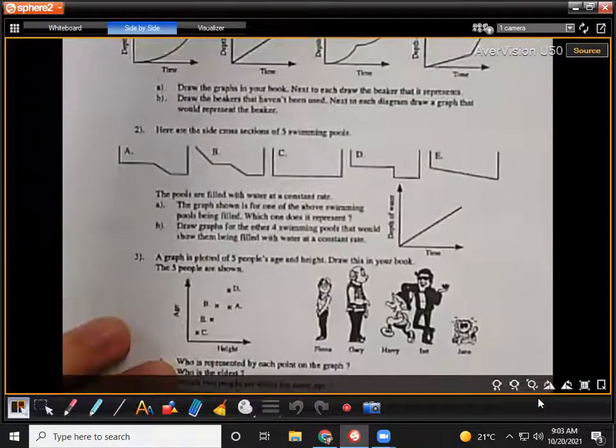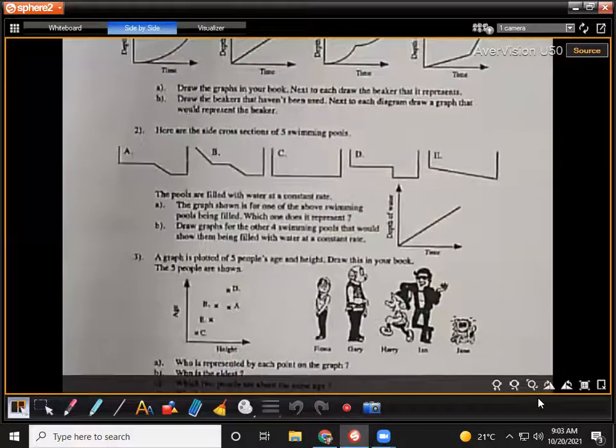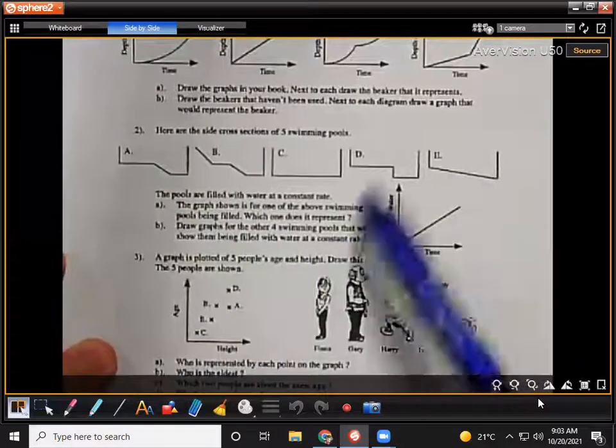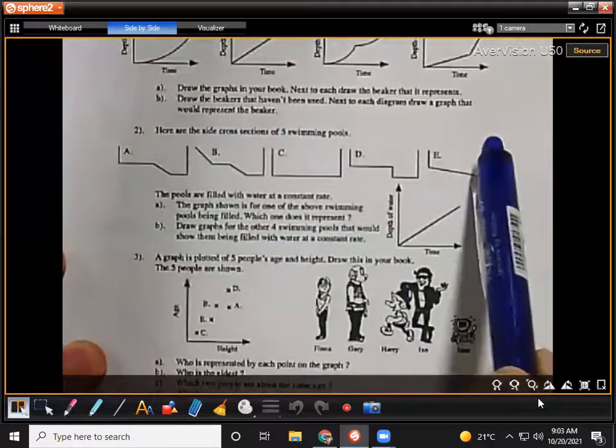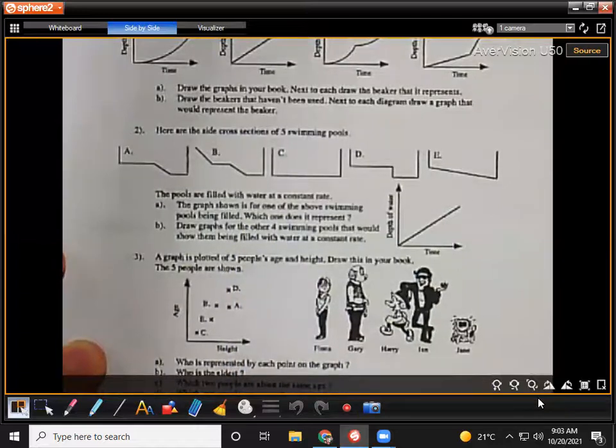Because after, we can look at the first answer quickly, but for number 2, they're saying here are the side cross sections of 5 swimming pools. All right, they're saying the pools are filled with water at constant rate, so just like the beaker one. You're again putting water into the swimming pools. For A, the graph shown is for one of the above swimming pools being filled. All right, one of these. Which one does it represent?